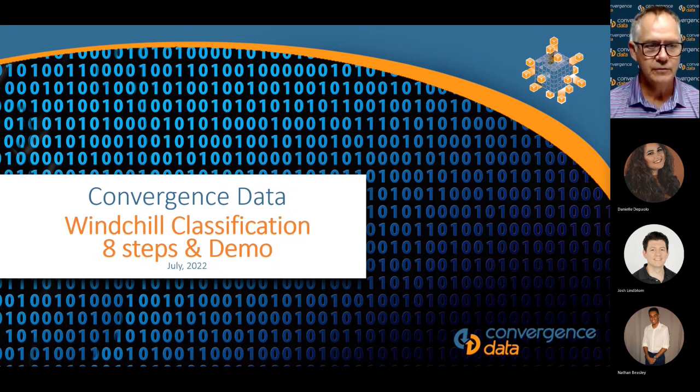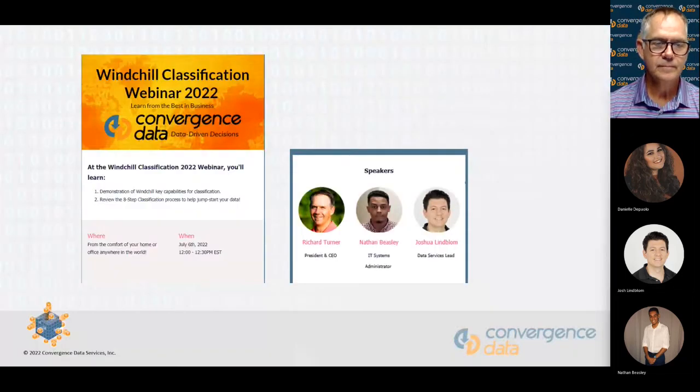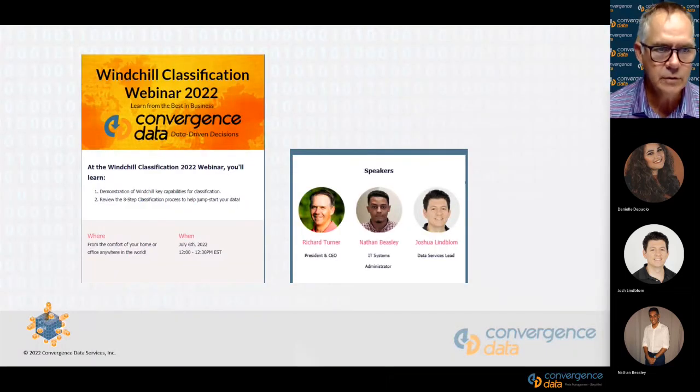Today's topic is focused on Windchill classification and our 8-step classification process, including a demonstration. There's two topics that we're going to cover in today's webinar. The first one, we'll be doing a detailed demonstration of Windchill classification and showcasing some of its key capabilities. Then we'll be walking you through our 8-step classification process that will help you jumpstart your classification program.